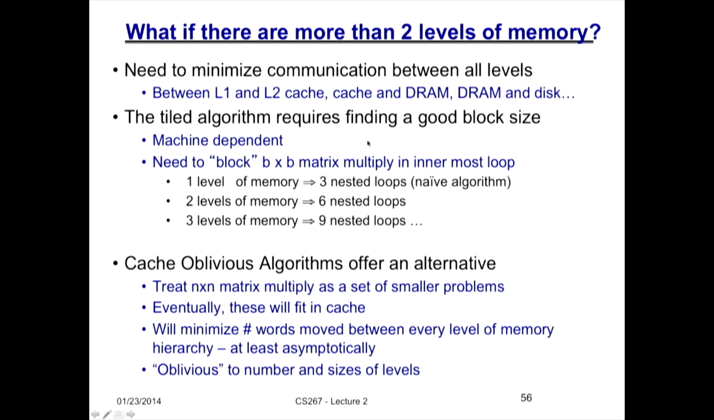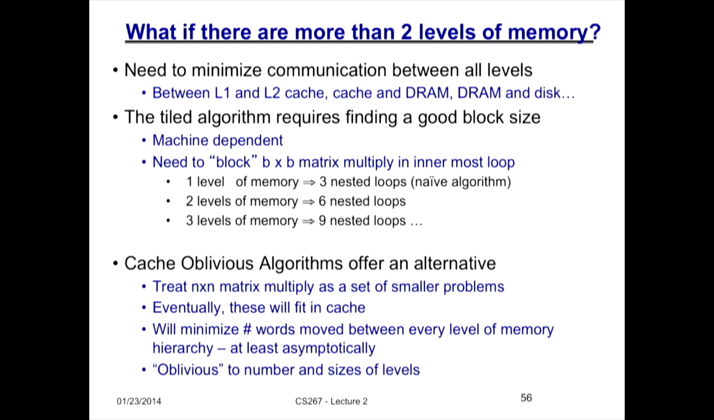But what if we had more levels of memory? If we had one level, then that's the naive algorithm, 3 nested loops. The algorithm I just told you about is 3 nested loops and then another matrix multiply, which is another 3 nested loops, so that's 6. If I had another level of memory hierarchy, I'd have 9 nested loops, because I'd have to block the innermost loop again. And you can see this code is going to get messy and complicated.